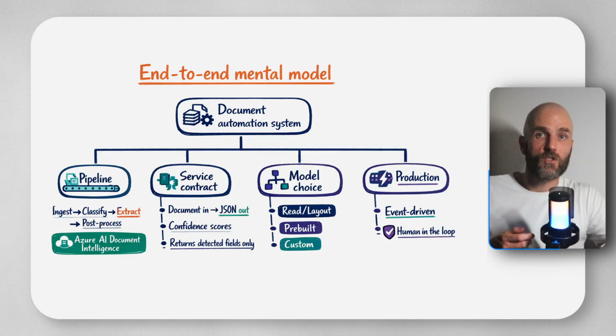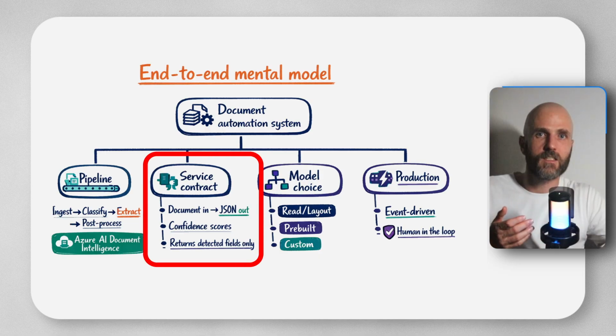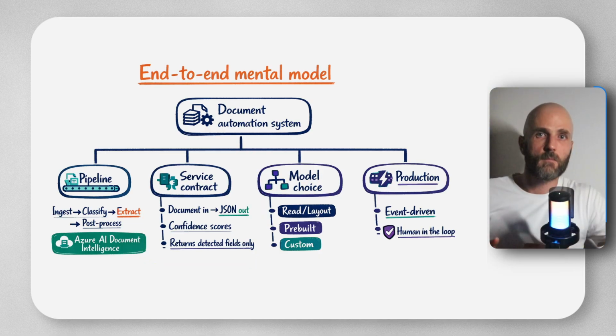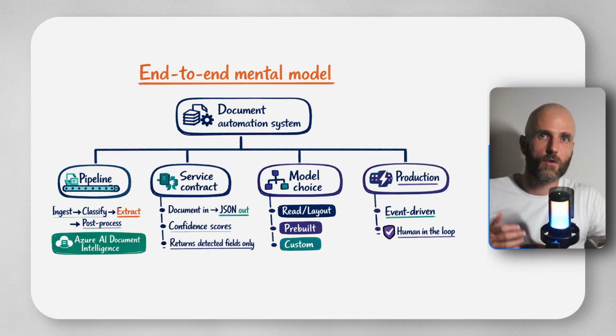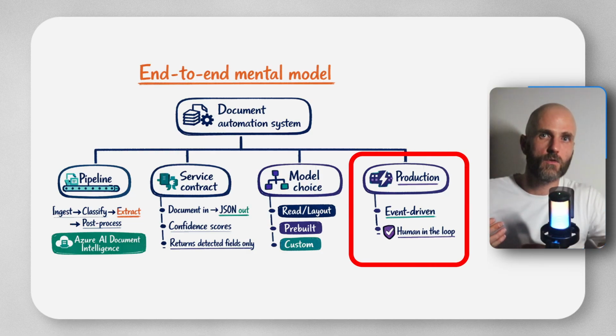Azure AI Document Intelligence owns the extract stage. I call it over REST API or an SDK, and I get structured JSON back with confidence scores. Then I pick the model family by one question: read or layout for text and structure, pre-built for common docs, custom for my own forms. And I wire it into an event-driven flow.